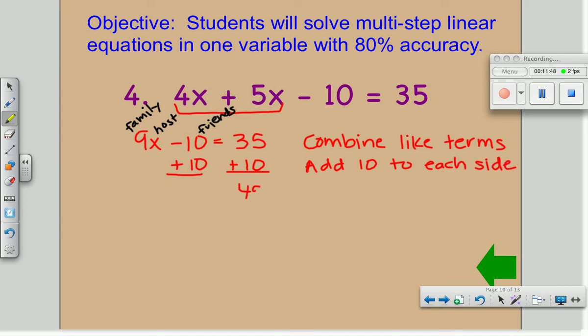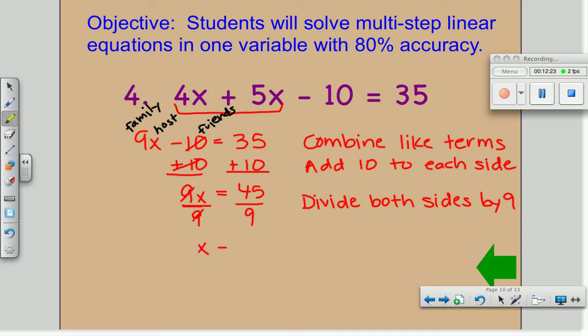So 35 plus 10 is 45. This is 0 and 9x. Now what do I do? I have multiplication here. The inverse of multiplication is division. I divide by the same number I'm multiplying by. Then I have to do the same thing here. So divide both sides by 9. 9 divided by 9 is 1. x is by itself. 45 divided by 9 is 5. x equals 5.